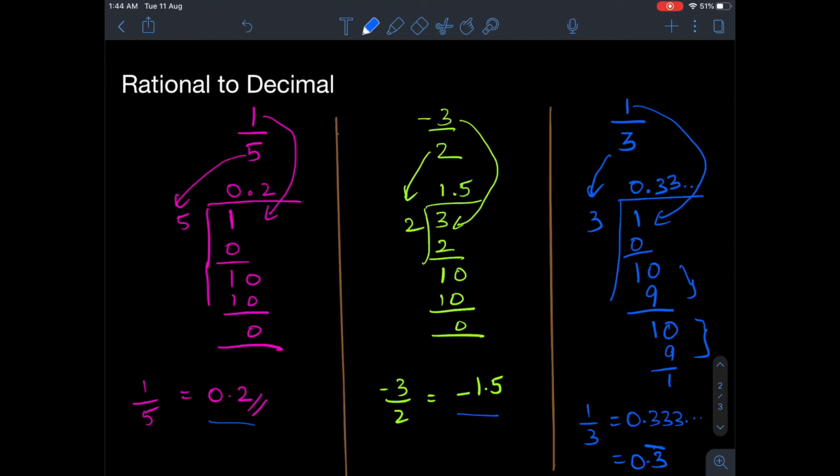Okay, so we've seen that we can convert a rational number into a decimal number just by dividing it, and we see that a decimal number can only be a rational number when the decimal number stops after a point, or even if it keeps continuing, it should be a repeating decimal number.